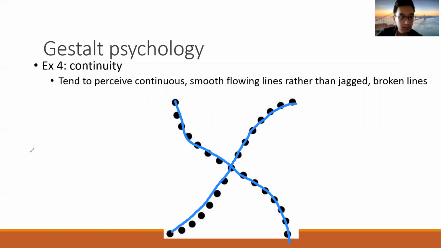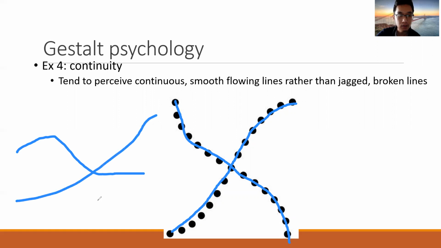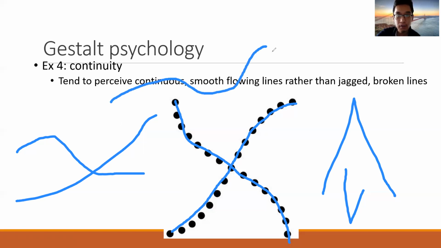It means that people tend to perceive this as 1 line, and this is another line. People will tend not to perceive this as 1 line or this as 1 line because this is broken. This is jagged. This is not continuous. This kind of line flows smoothly and is more continuous. So they tend to perceive this as 1 line.